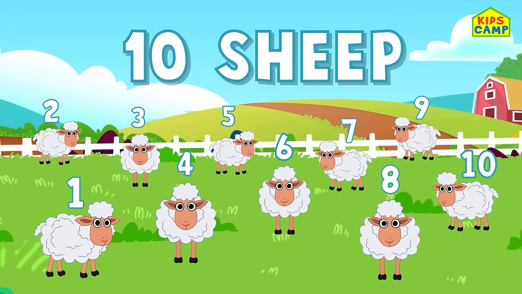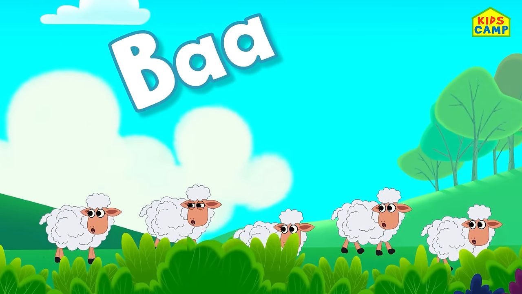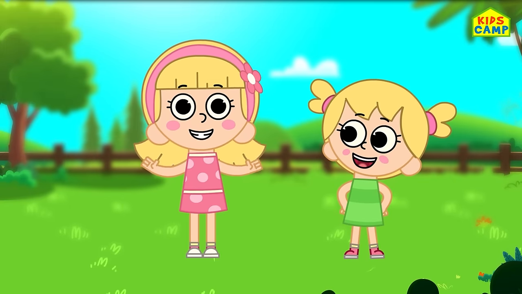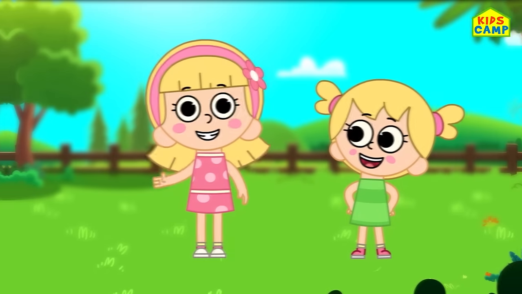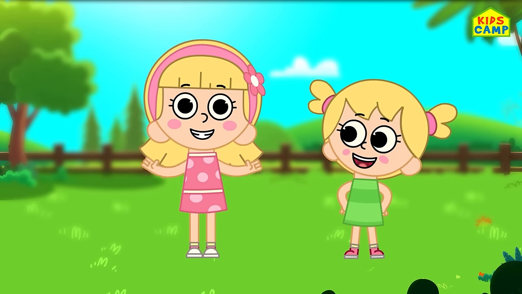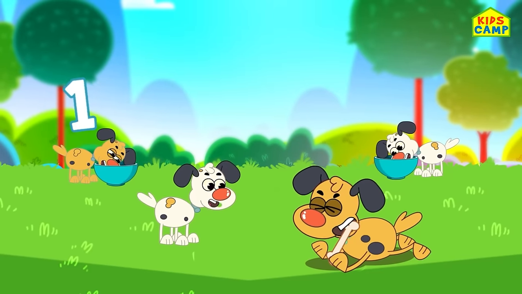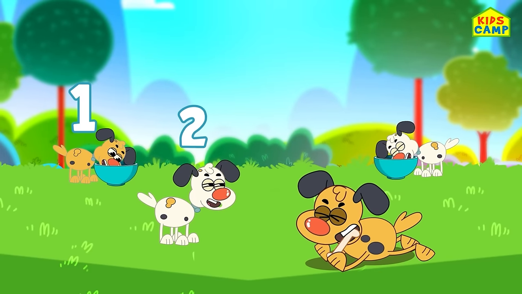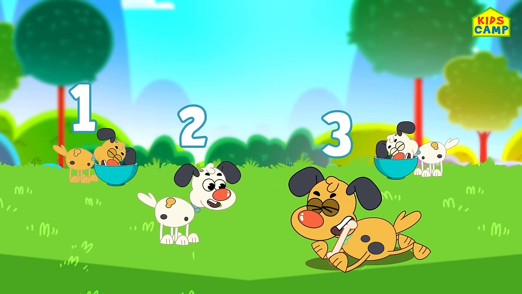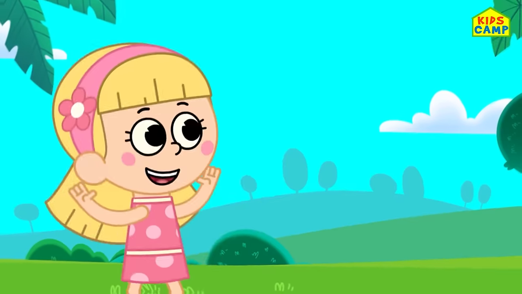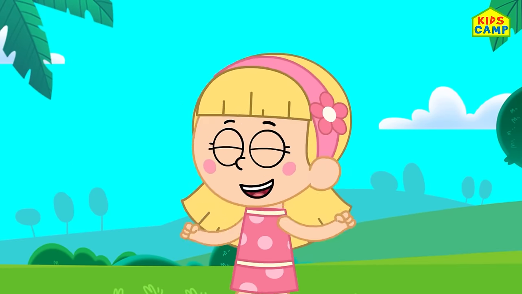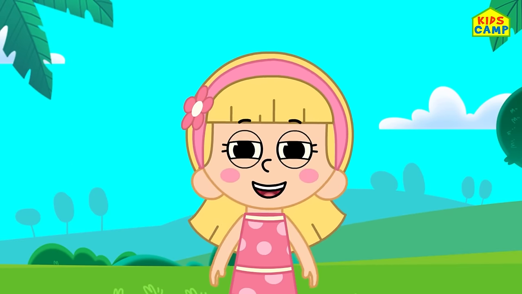1, 2, 3, 4, 5, 6, 7, 8, 9, 10 sheep. Look at all of them go baa. Wonderful. Who are we going to meet next? Dogs. So cute. Let's count them. 1, 2, 3, and 4. Four cute dogs. Wonderful. And what do they do? Woof woof.